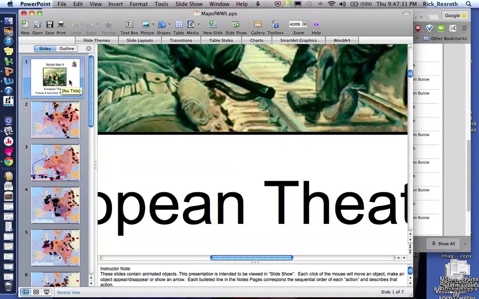So that's it, what we have for World War II. It's worth knowing some of those bits and pieces, but it also gives you a timeline overview of how it all works.